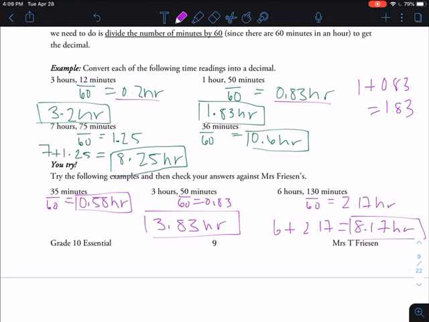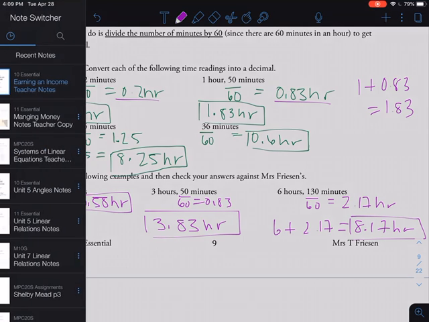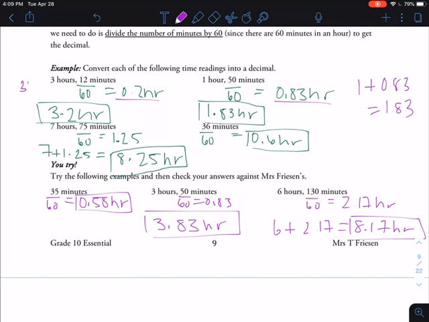And then same thing on this first example, we did 3 plus 0.2 is equal to 3.2. So that's what I was doing to get those answers. All right, let's move down.